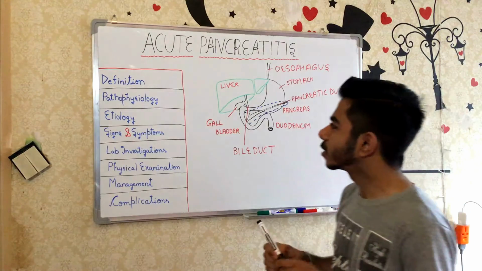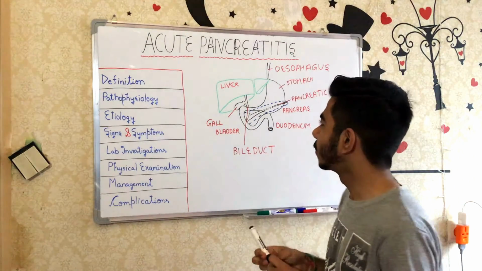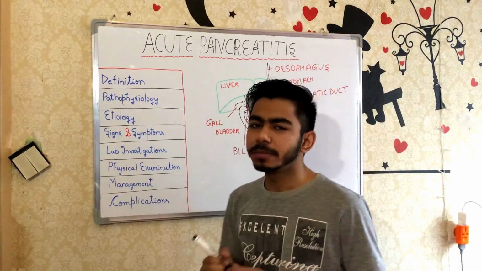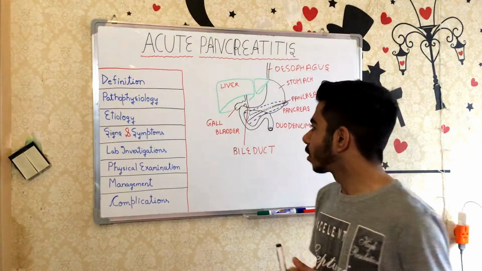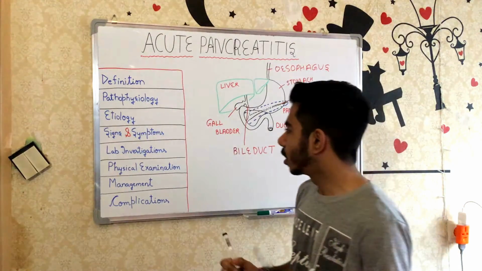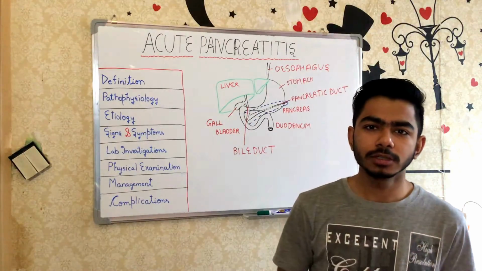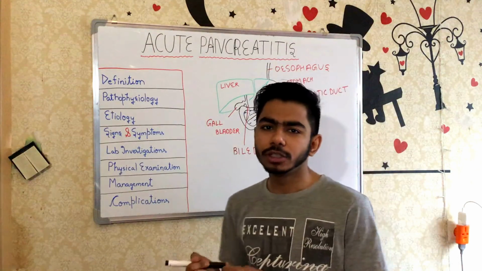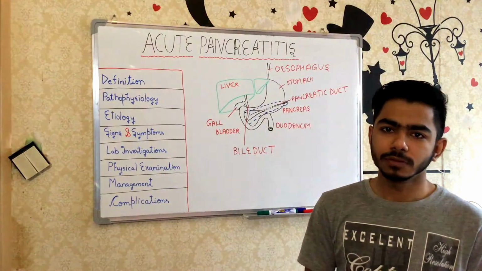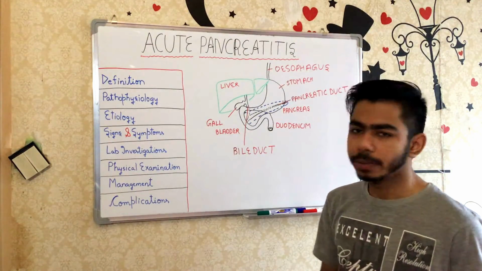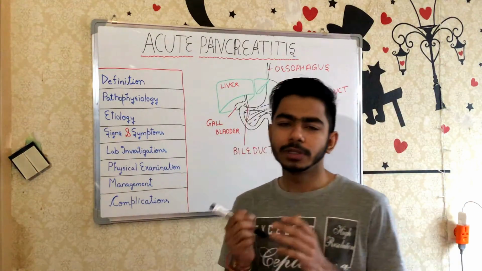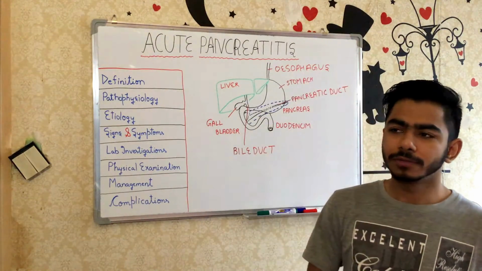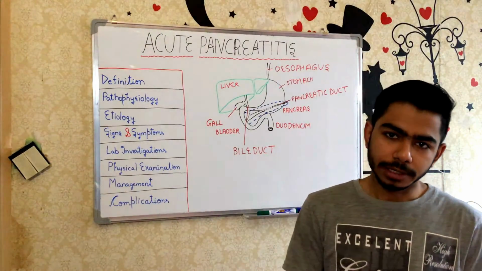Throughout this video, I will discuss what acute pancreatitis is, its definition, the pathophysiology behind acute pancreatitis, the etiology, the major causes which can lead to acute pancreatitis, the signs and symptoms, the clinical manifestations, the lab investigations, lab data, and physical examination of the patient through which we can make the correct diagnosis for such patients of acute pancreatitis, the management, how we could treat such patients, and at last the complications, what could be the complications if acute pancreatitis is left untreated.